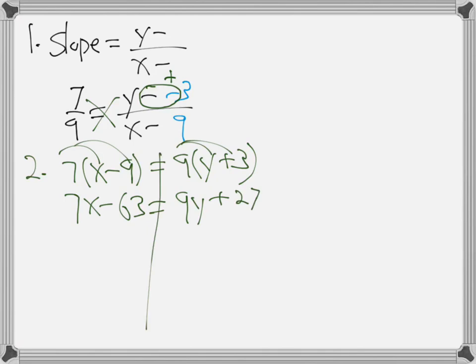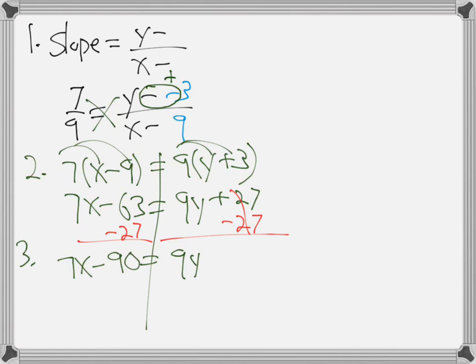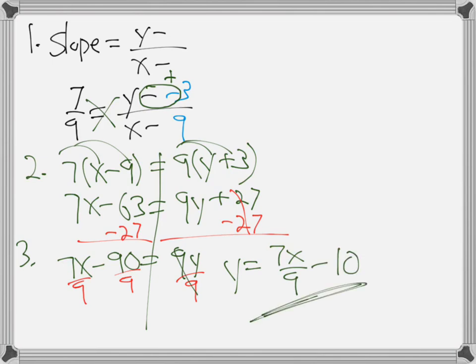And so at the very end, step 3, get y alone. So how do we get y alone? I'm going to need to subtract 27. And then I get, what is that, minus 90 there. And then last step, divide by 9. Y equals 7x over 9 minus 10. Whew, there it is. That was a lot of work.